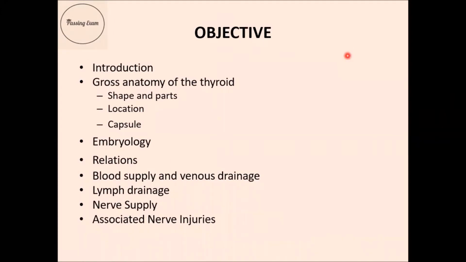By the end of this presentation, you will be able to have a brief introduction about this gland, gross anatomy of thyroid gland, what is the embryology, what are different relations of the gland in the neck, what is the blood supply, lymphatic drainage, nerve supply, and what are the associated nerve injuries during surgery of thyroid gland.